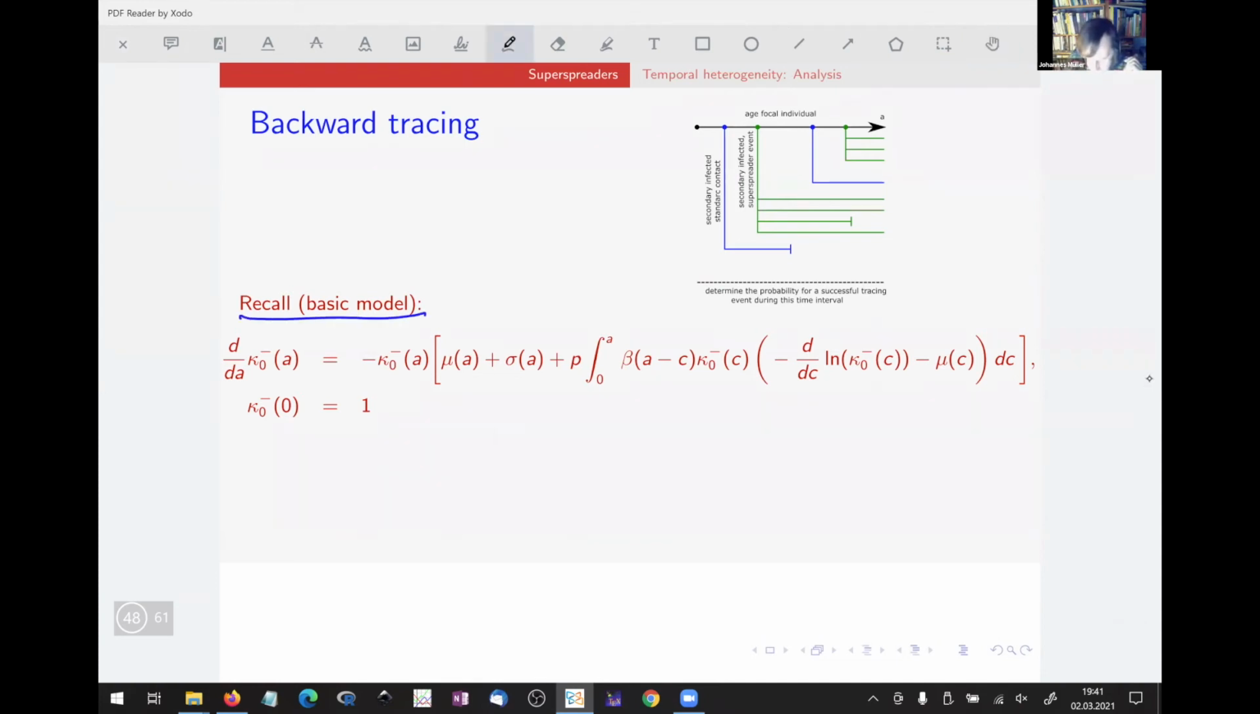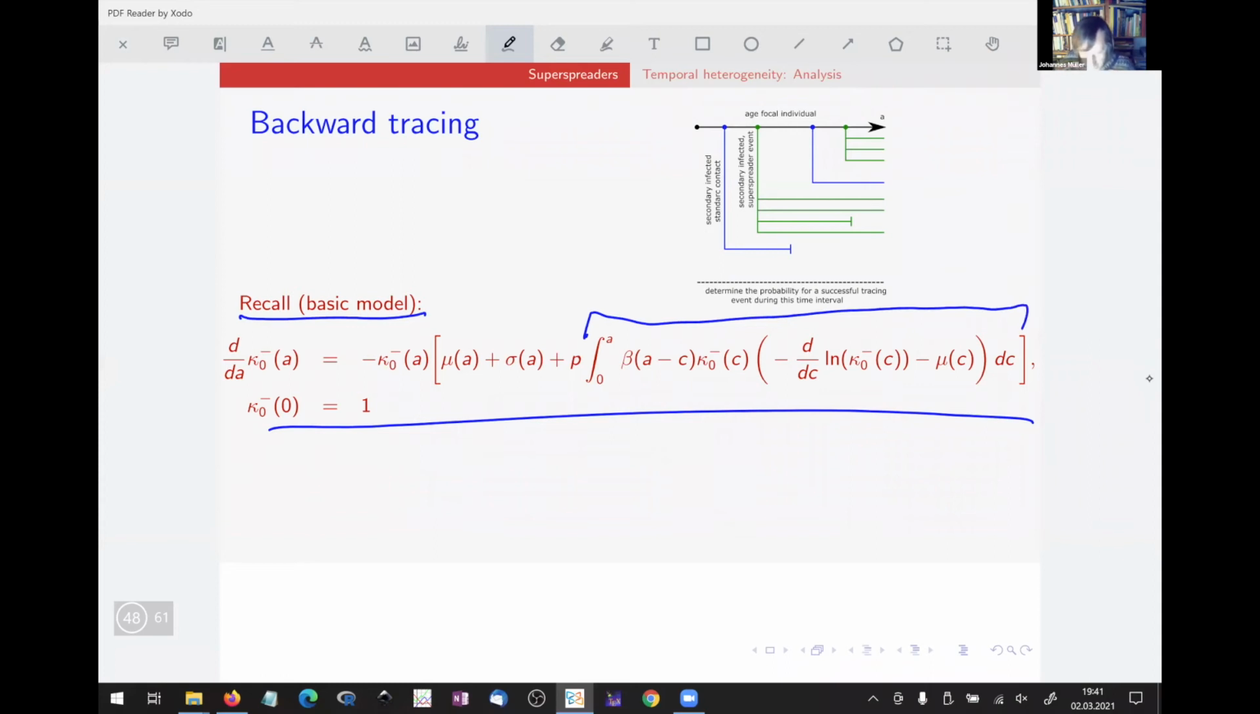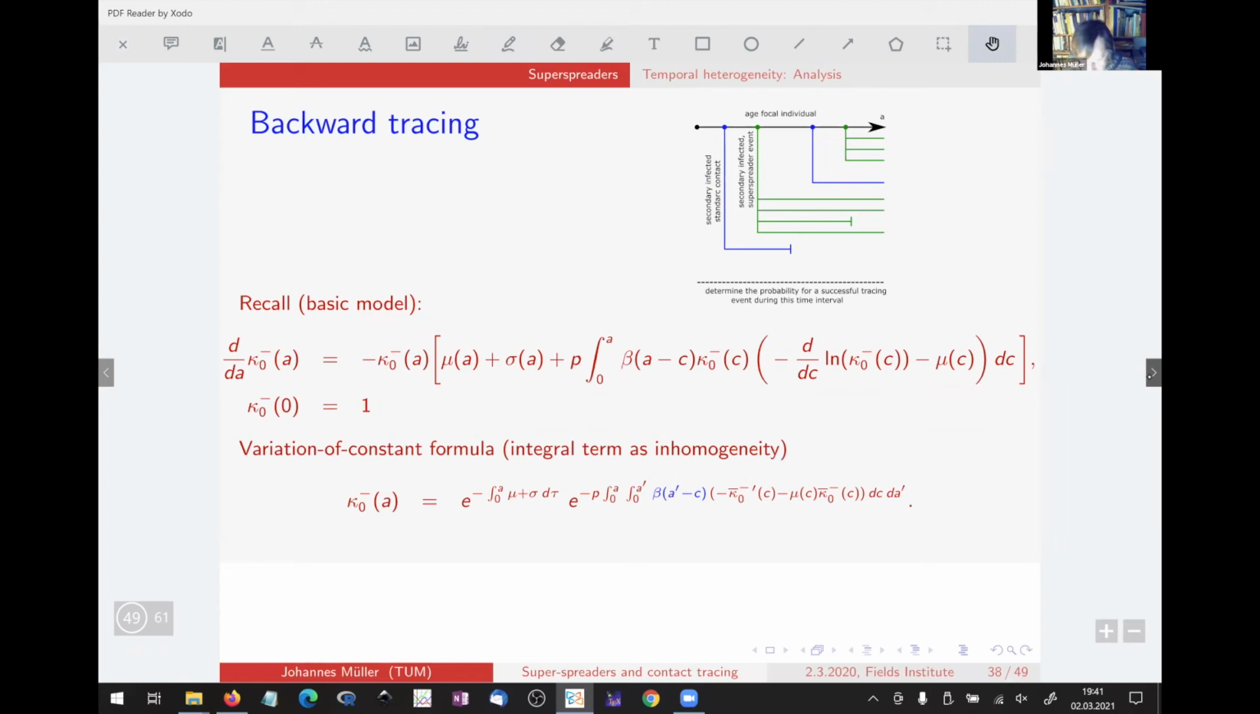Recall the basic model for backward tracing, our result in the basic model. What we can do is take that as an inhomogeneity and use the variation of constant formula to represent this probability as an integral term. And here is our beta. Beta in the classical case is a deterministic function.